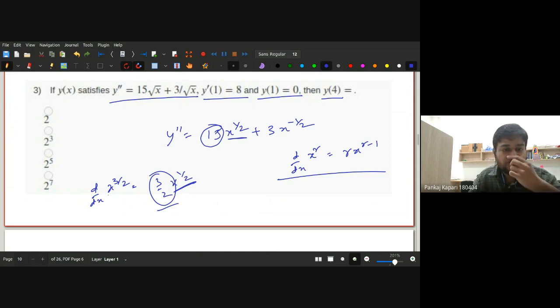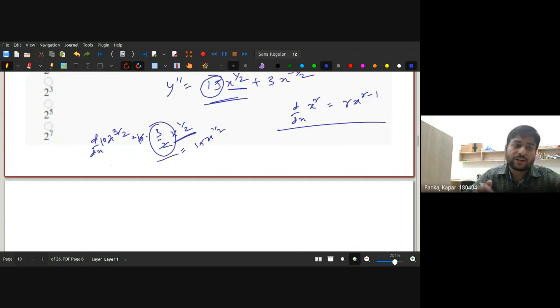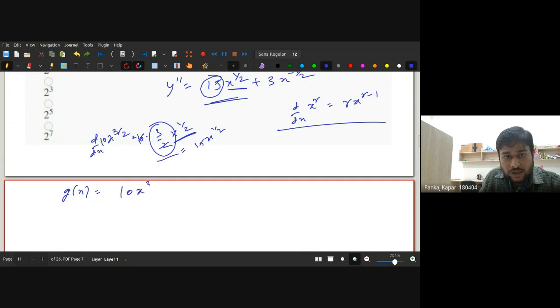So what you can do, if you differentiate, let's see, 10 times x to the power 3 by 2. Okay, so that means there will be a 10 outside, and now if you cancel out this 10 by 2, then you will get 15 times x to the power half, right? So that's how we can guess this. So what we will do, we consider this function, let's call it g(x). So what is g(x)? g(x) is 10 times x to the power 3 by 2, right?